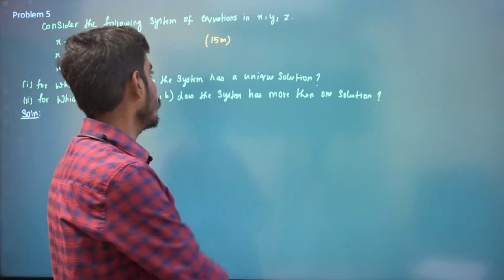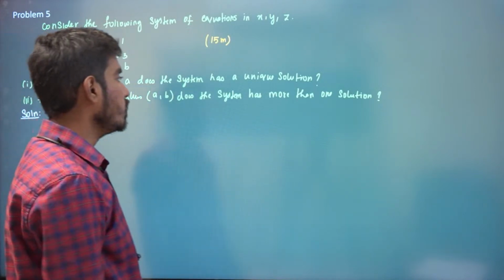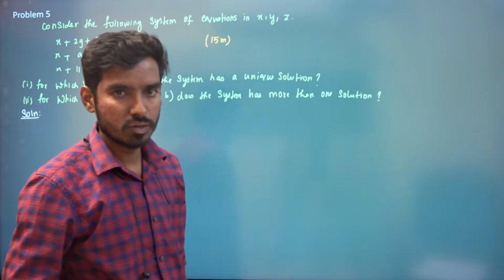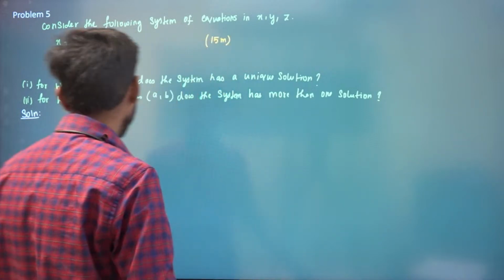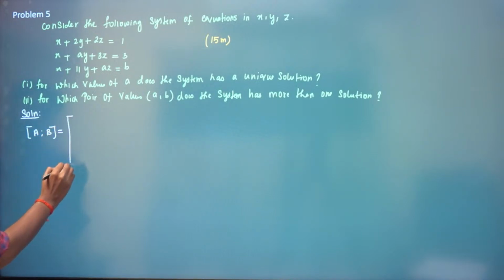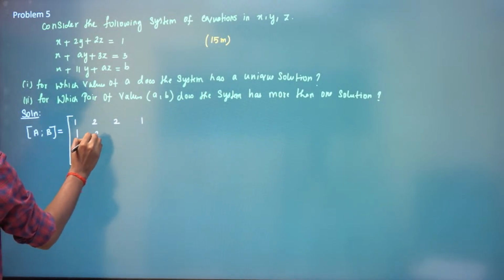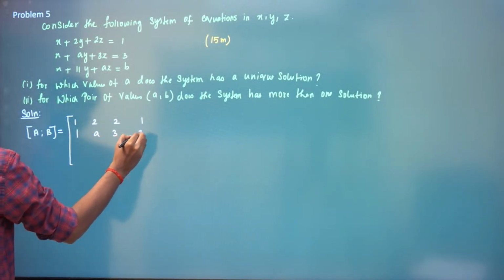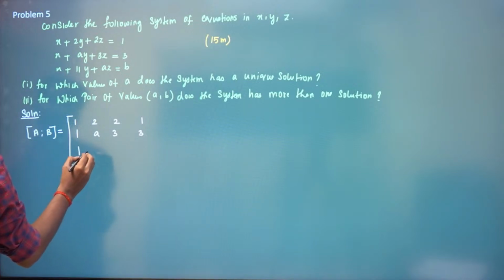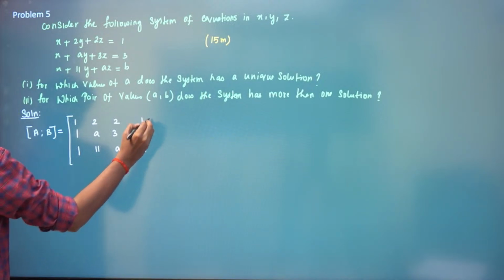Consider the following system of equations in x, y, z. For what value of a does the system have a unique solution, and for what values of a and b does it have more than one solution? More than one means automatically it will be infinitely many solutions. So first we'll write this in augmented form, A comma B. So what is A comma B? 1 2 2 1, 1 1 a 3, 3 1 11, a and b, right?